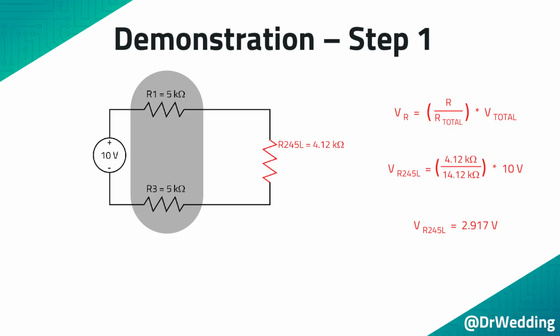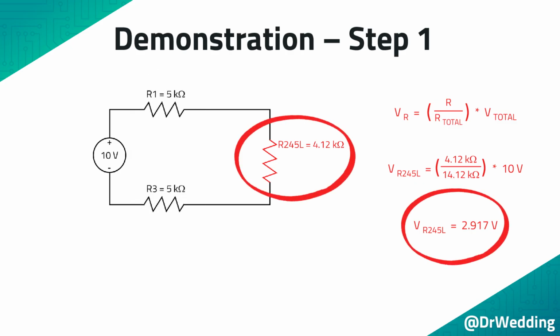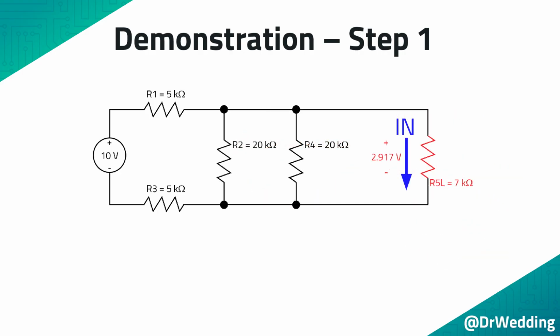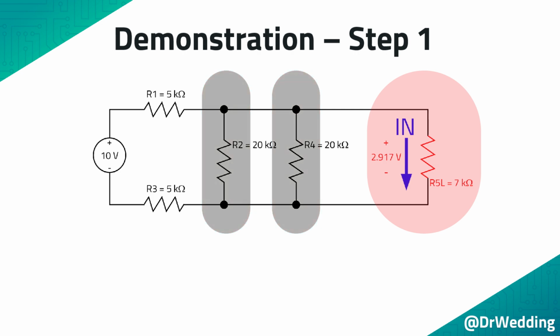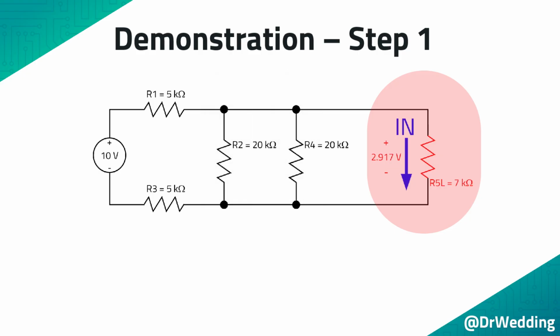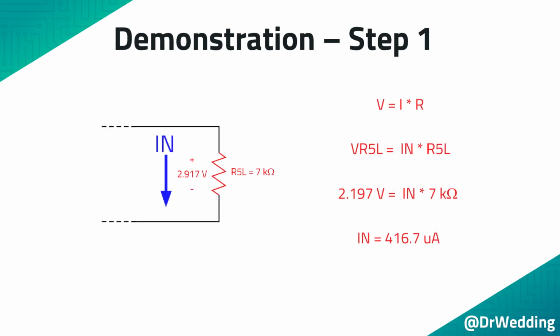So using the voltage divider rule, the voltage across R245 and the load can be found. The resistor was broken into its original 3 parallel resistors, and all 3 resistors have the same voltage across them. We only need the current in R5 and the load, so we can ignore R2 and R4. The Norton current can be found by using Ohm's law. Using Ohm's law, the Norton current flowing through R5 and the load is 416.7 microamps. Now that we know the Norton current, we can move on to step 2.